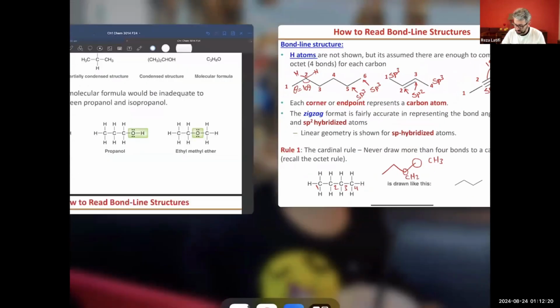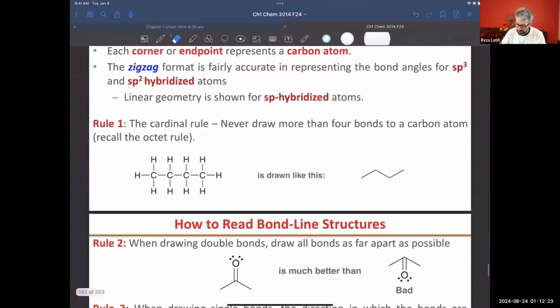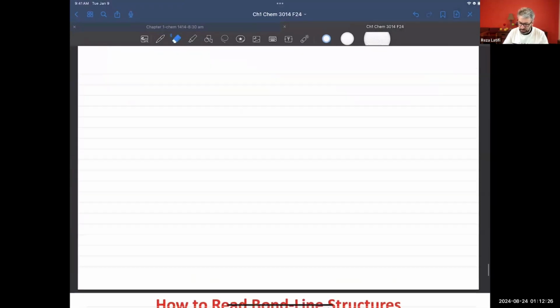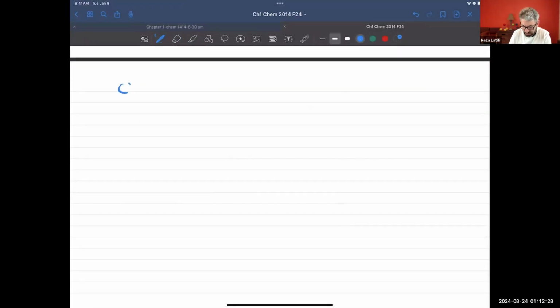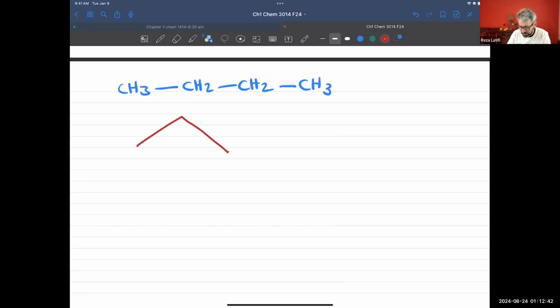So let's write them more in depth. The molecule that we have is this: CH3, CH2, and then CH2, next CH3. So I have 4 carbons, and I start from here. I go 2, 3, 4. The terminal represents CH3, and that one also CH3.